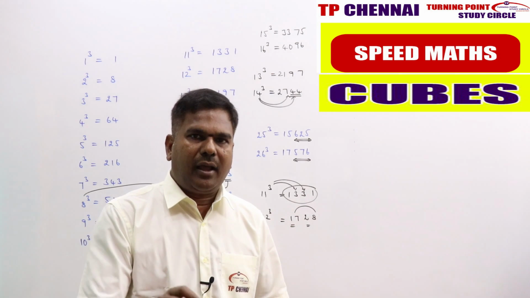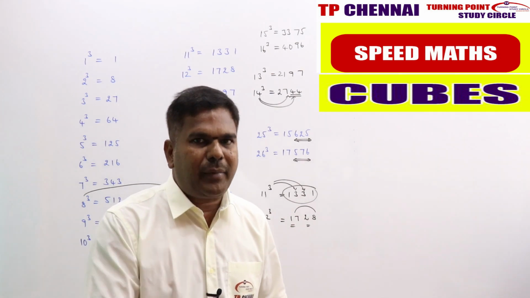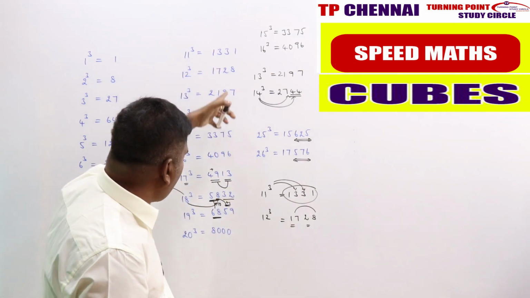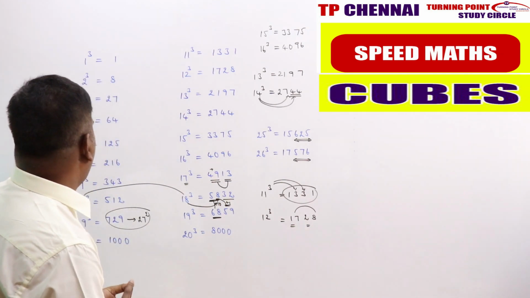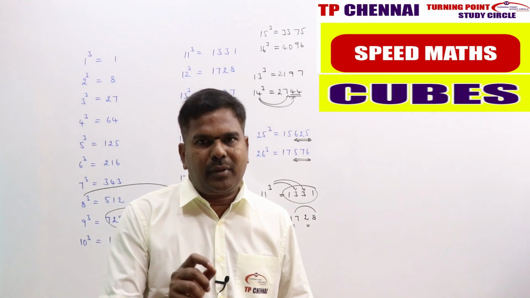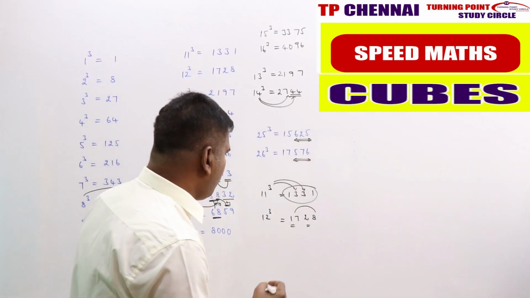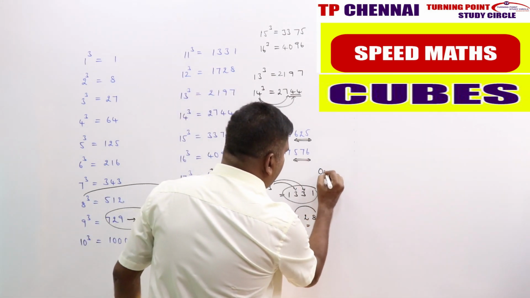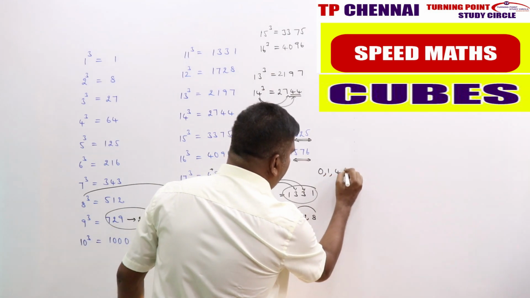Before that, I would like to remind you to check the last digits of cubes 1 to 10 and also 11 to 20. If you remember in squares, I clearly told you the numbers 0, 1, 4, 5, 6, 9.